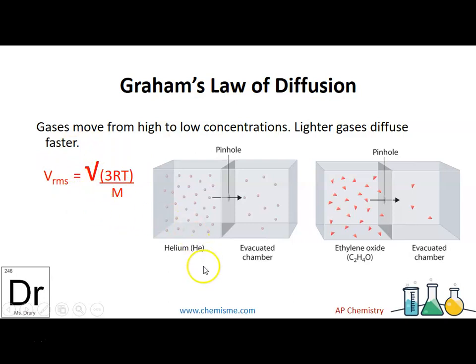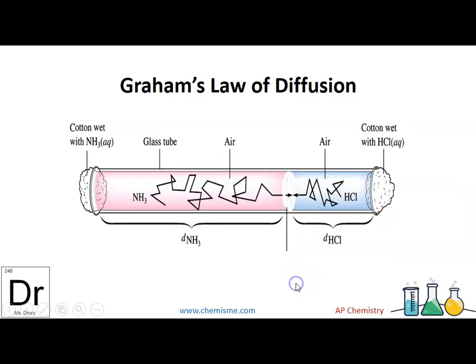So what we're looking at is, if these were helium particles, they can go through the pinhole pretty easily, and so you have more particles on the side because they can move faster since they have a lower mass. In the second picture, with the ethylene oxide, there's the same number of particles, but less of them are getting through the pinhole because they're going to be going slower due to their higher mass, right? Even at the same temperature. If I heat one of them up, they'll move even faster.